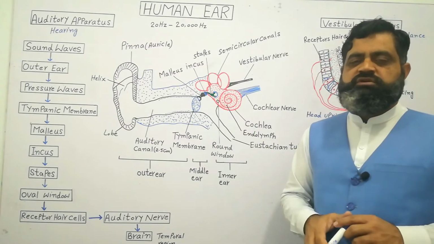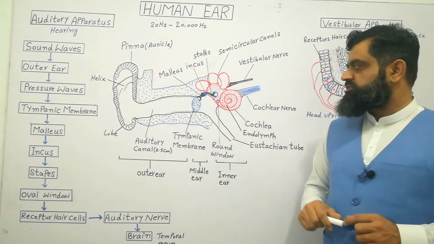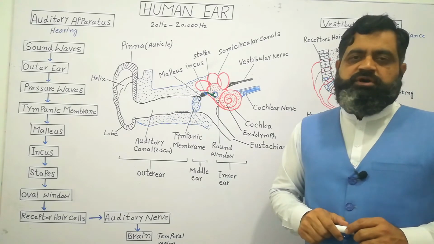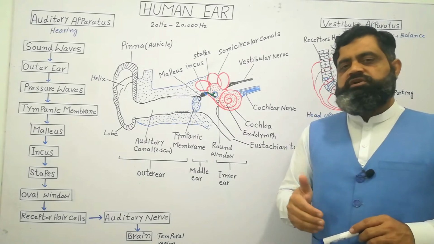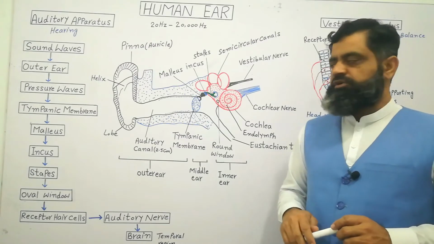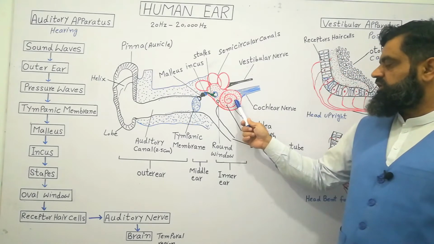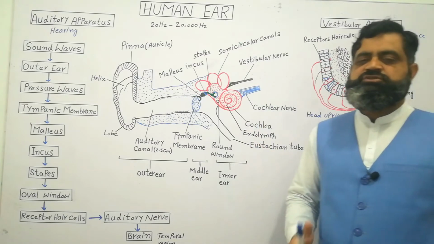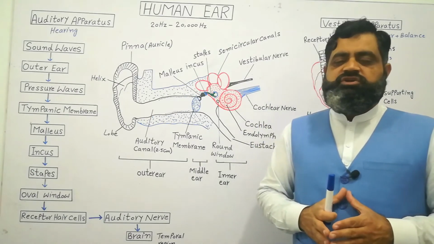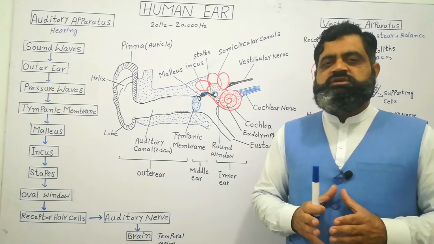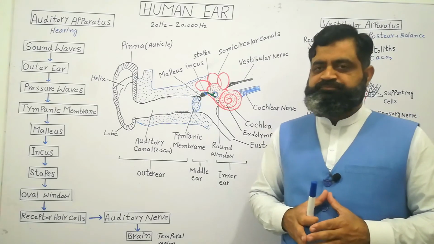During the vibration, when vibrations reach the inner part of the ear, these vibrations are converted into sound waves, which we will discuss later on. And there is also a nerve arising from this region, the cochlea, which is known as the cochlear nerve, which reaches towards the temporal region of the brain and converts vibrations into sounds.